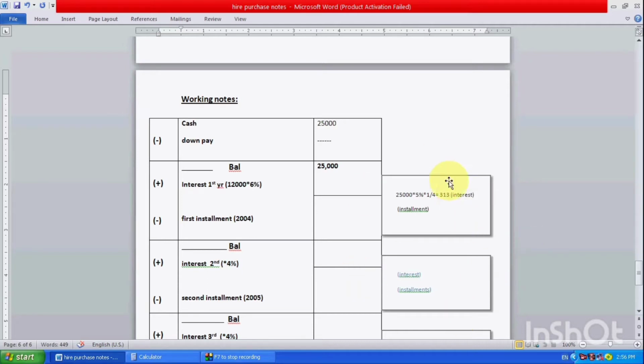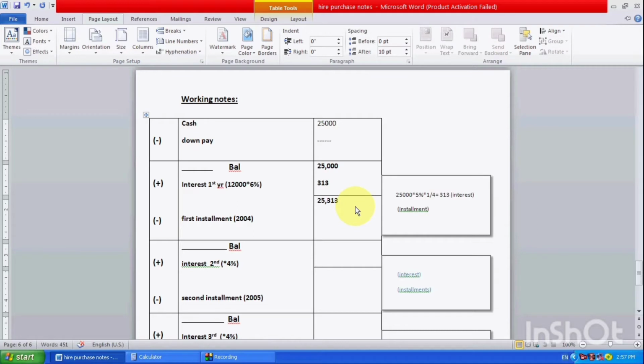Alright, so here is the first quarter interest. How much? 313. Okay, so add this 313 and delete this 12,000 into 6%. Now first I'm adding this 25,000 and 313. Okay, now let's delete this interest for the first year, 12,000. This is a previous year question, so let's delete this one.